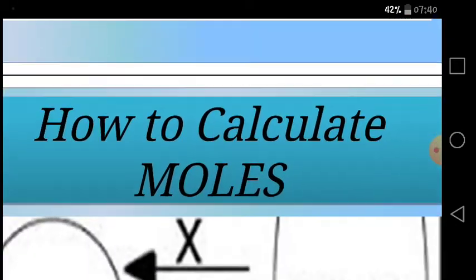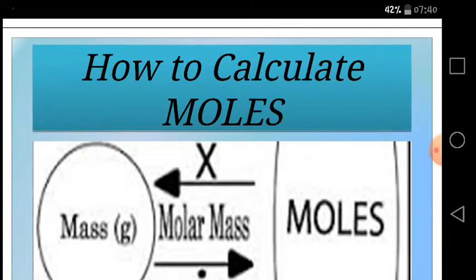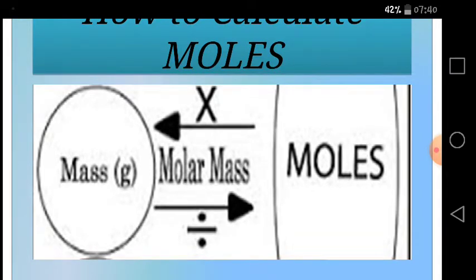Dear students, how to calculate the moles? This is the very simplest formula to get the number of moles from the mass. If the mass of the compound is given and we have to get the number of moles, then what should we do? We just simply divide this mass by the molar mass. The given mass divided by the molar mass gives us the number of moles.